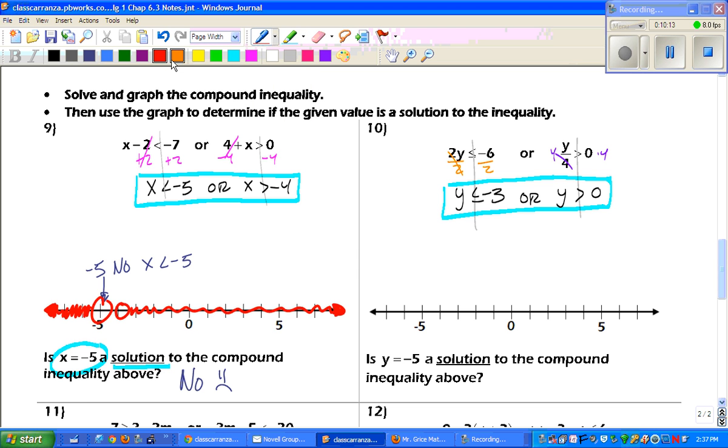Let's graph those. Less than or equal to at -3, which is right there. And we shade to the left, or greater than 4. So, is -5 a solution? There's -5. Is it in the solution set? Yes. So our correct answer for this one would be yes.